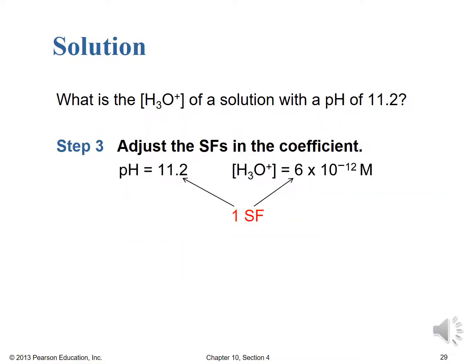Now finally, in step 3, we adjust the sig figs in the coefficient based on the number of decimal places of the pH. There we had just 1 decimal place and therefore just 1 sig fig. So your H3O plus concentration is equal to 6 times 10 to the minus 12 molar.